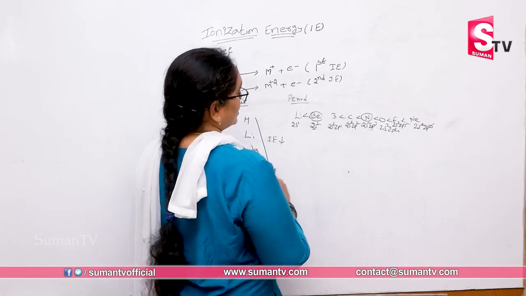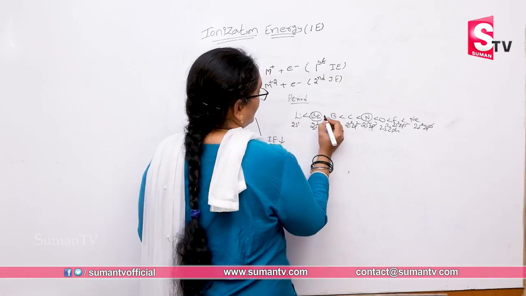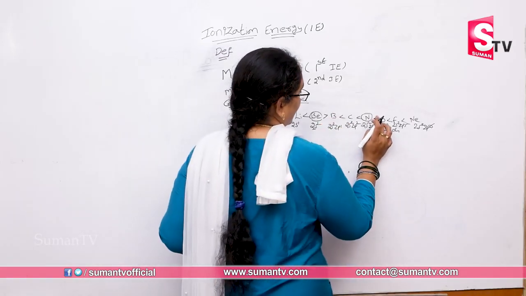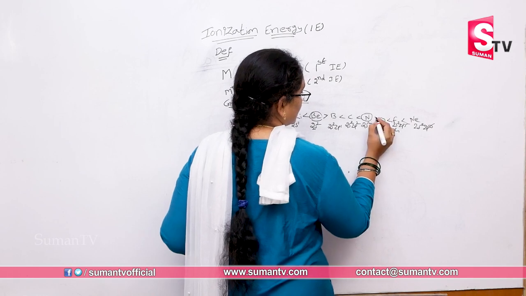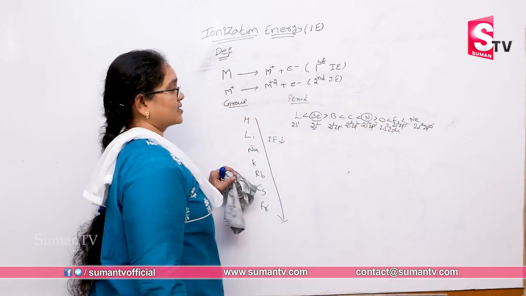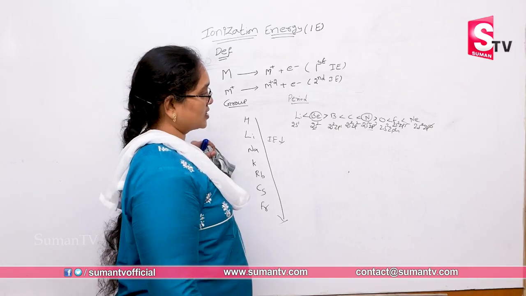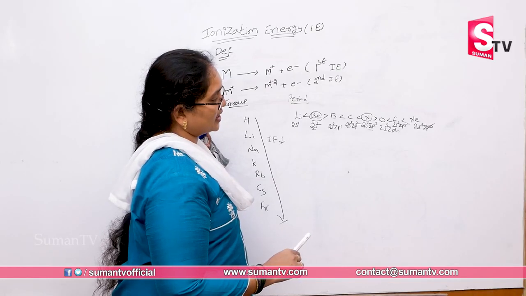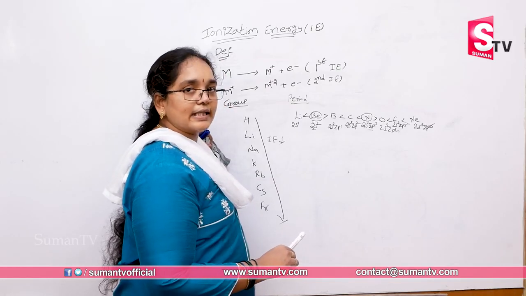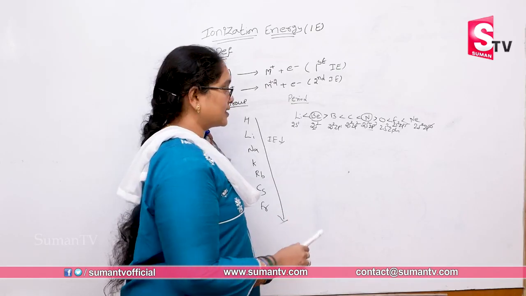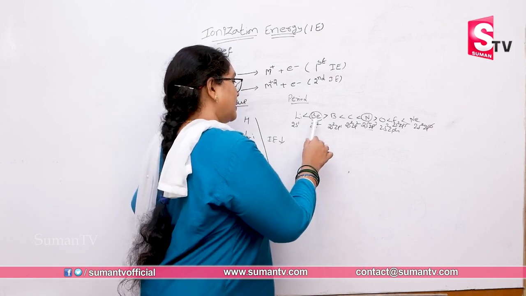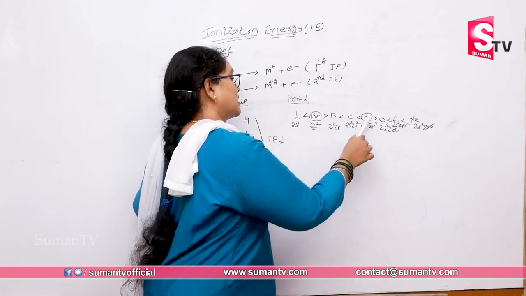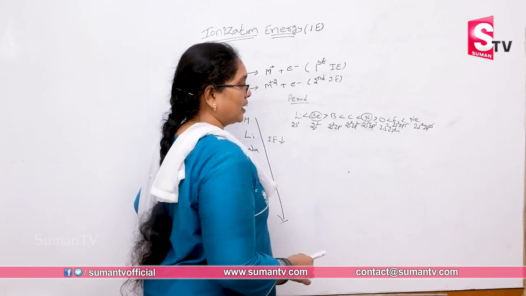So in this period, beryllium has more ionization energy than boron, and nitrogen has more ionization energy than oxygen. This is the exception in the case of periods. Generally, from left to right, ionization energy values increase due to the decrease in size. Beryllium has completely filled s orbitals and nitrogen has half-filled p orbitals.